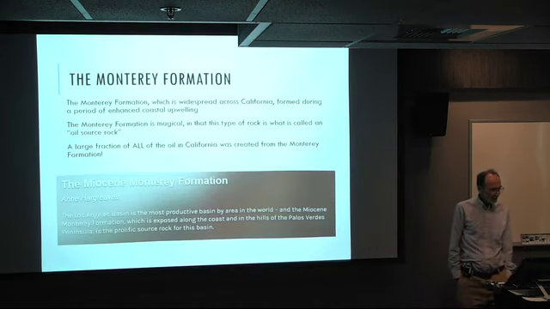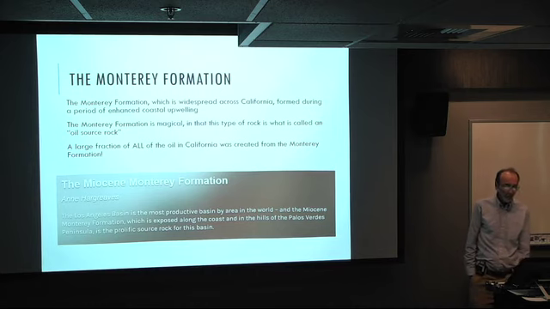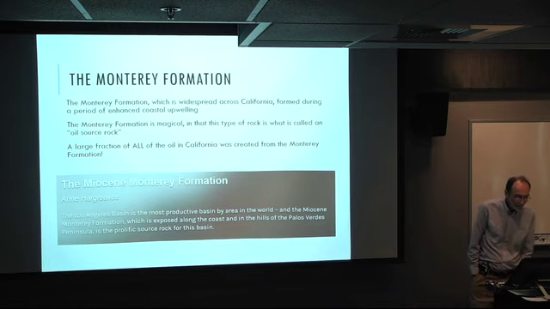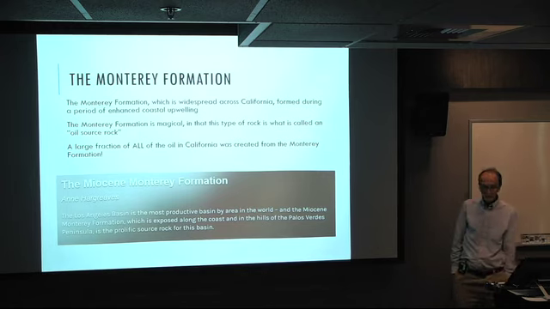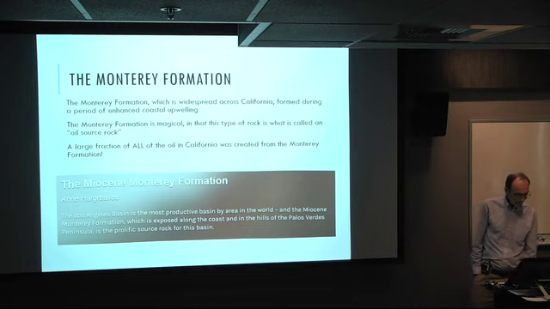The Monterey Formation is widespread across California. It goes actually into Alaska and Japan. It was formed during a period of enhanced coastal upwelling. The Monterey Formation is magical in that this type of rock is what's called an oil source rock. A large fraction of all the oil in California was created from the Monterey Formation. All right? And here we said the Monterey Formation.